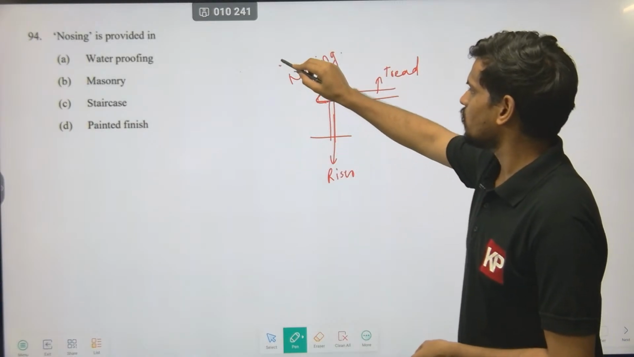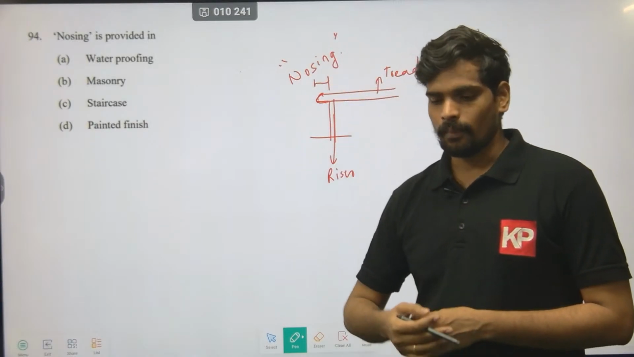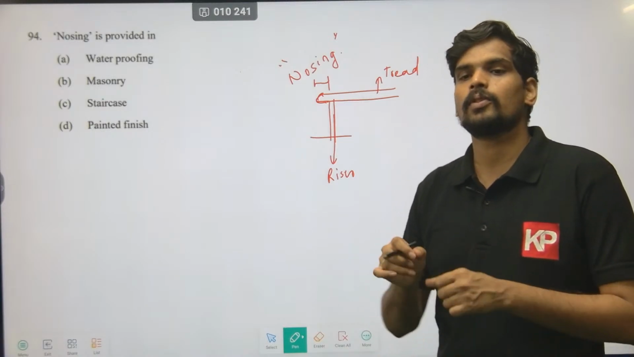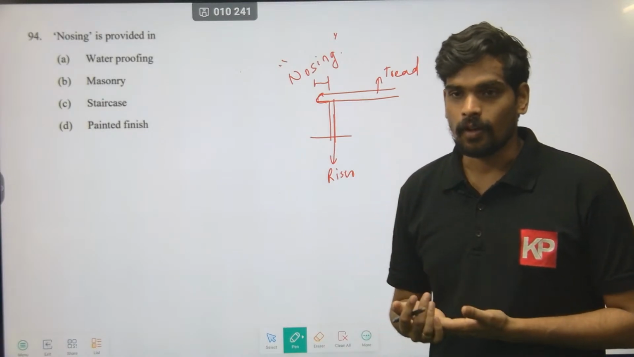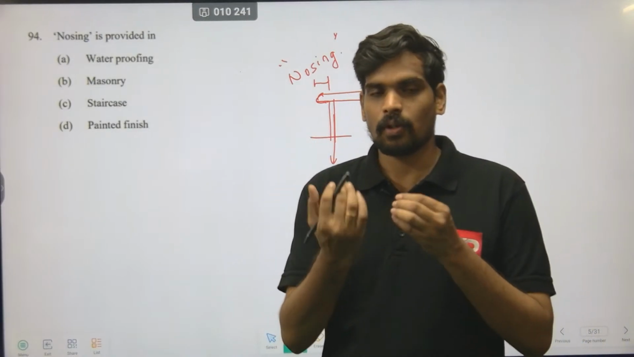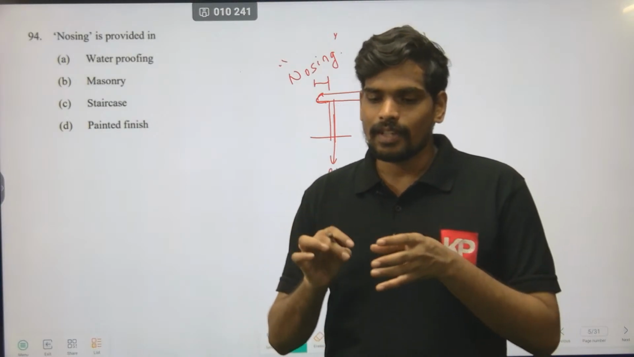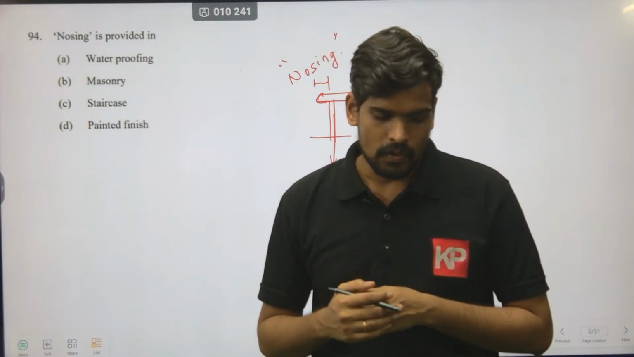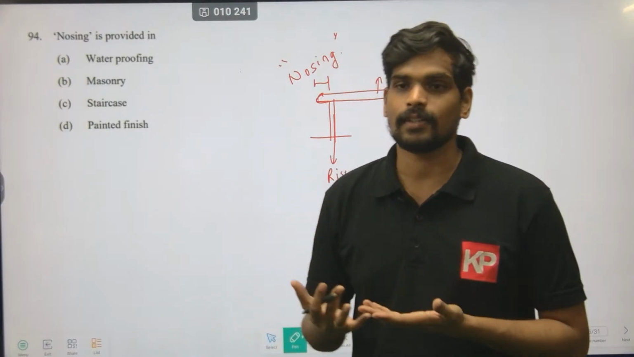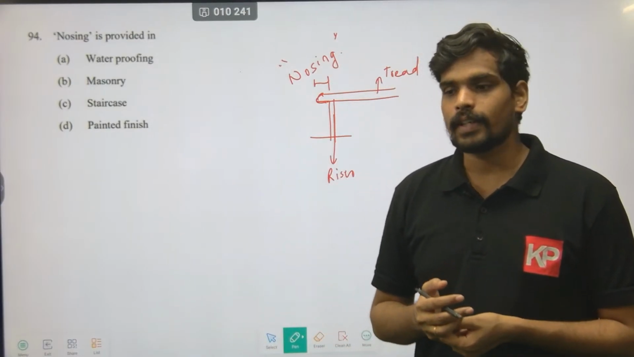Now why do we provide nosing? Nosing is provided for multiple reasons, mainly to improve safety of the staircase so that people do not slip down easily. Secondly, it gives better visual sense of the steps. Because of those projections, people with say visual impairment can easily look at the staircase and identify the steps. That is an additional benefit of it.